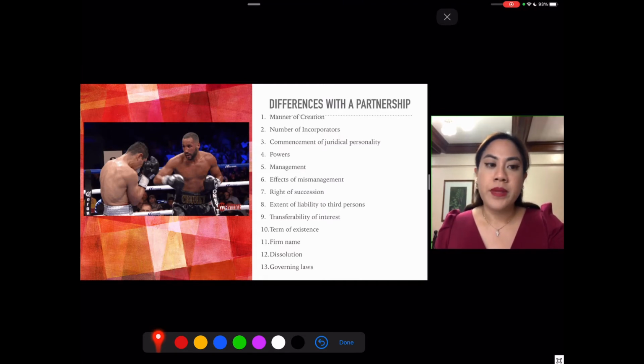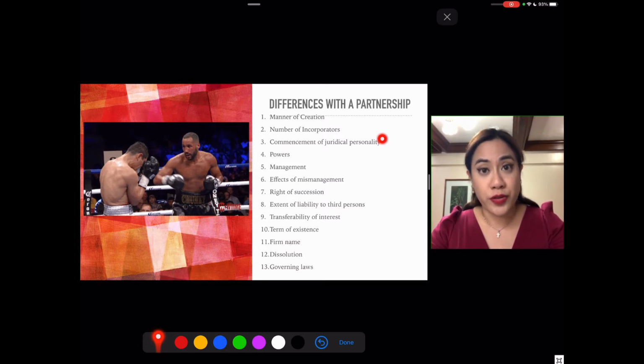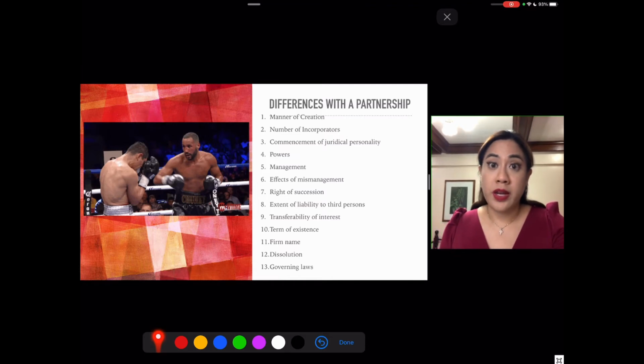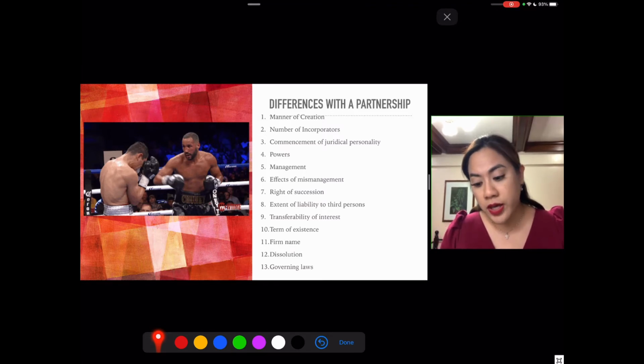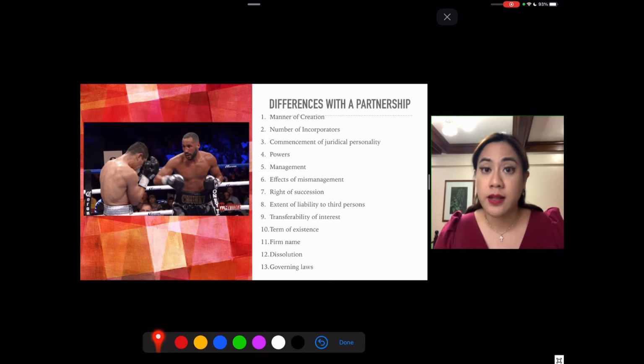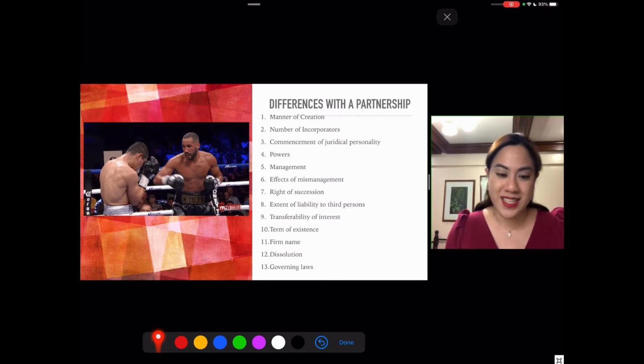Number 3, as to the commencement of the juridical personality, a partnership acquires juridical personality from the moment of the execution of the contract of partnership, which need not be written, as we've mentioned before, whereas a corporation begins to have a corporate existence or juridical personality only from the date of the issuance of the certificate of incorporation by the Securities and Exchange Commission under its official seal. And once again, we will discuss this later.